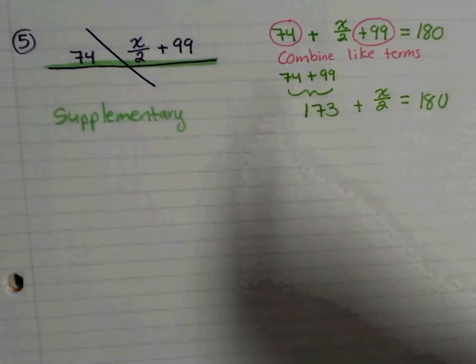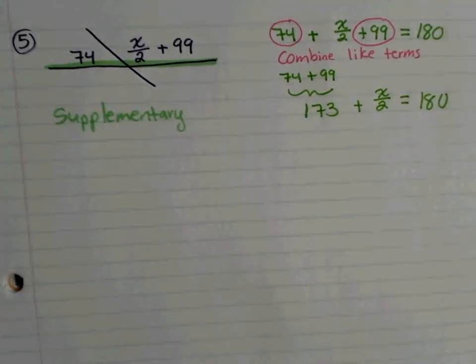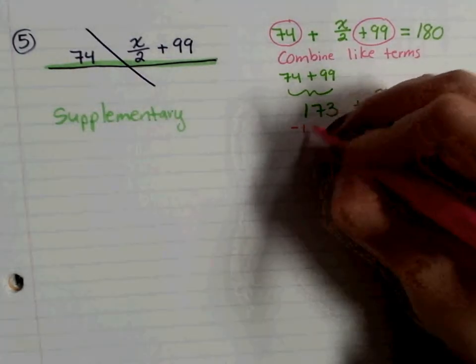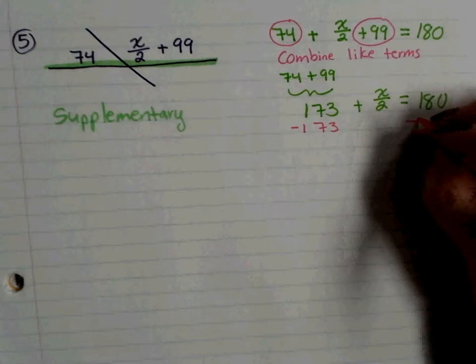Now we are going to go ahead and start solving, doing our inverse operations. So what inverse operation are we going to do first? Subtraction. So we're going to subtract 173 from both sides.